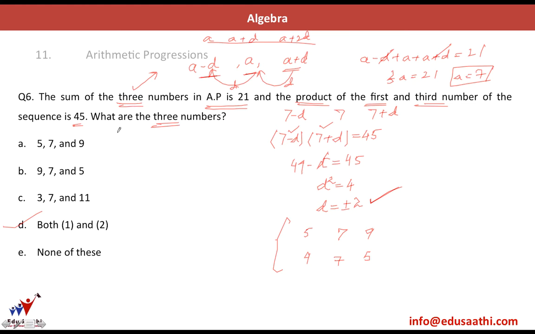I can do this question without even solving, by just looking at the options. The sum of all of them should be 21. So the middle term has to be the arithmetic mean, which comes out to be 7. And the middle term is 7 in all the three cases. Now it is given to you that the product of the first and the last is 45. So if you look here, these are the two options which match both the conditions. So this will be my answer.